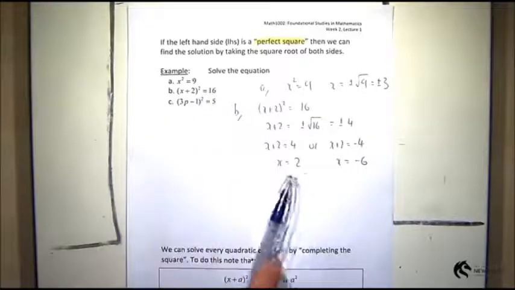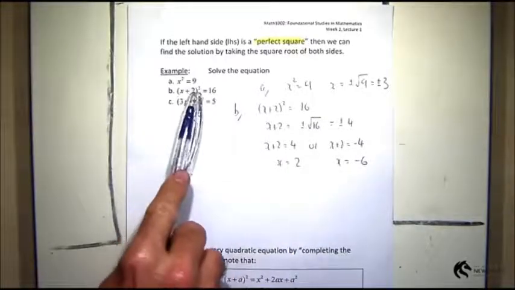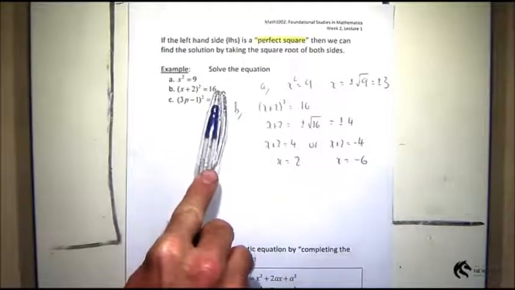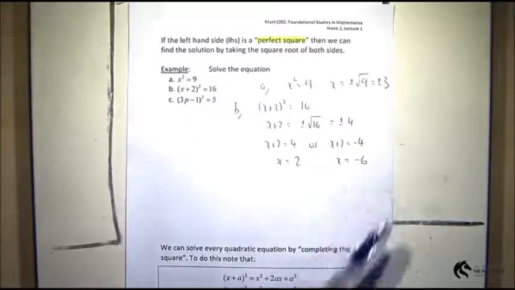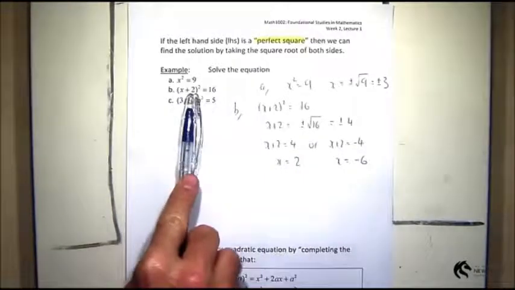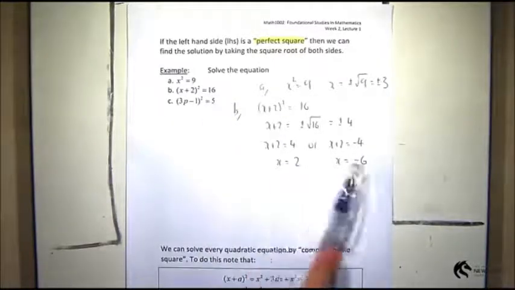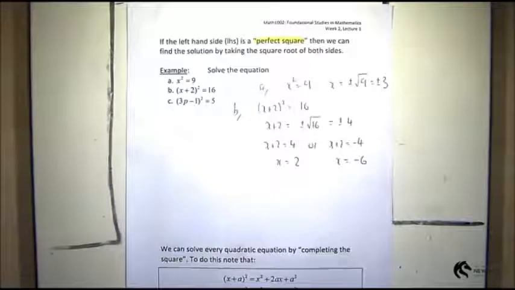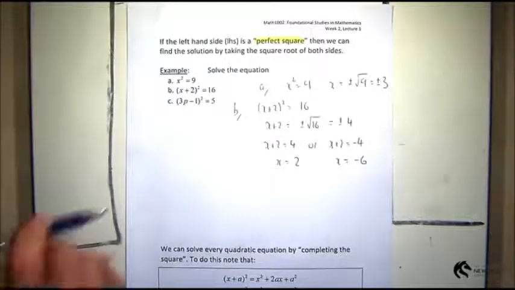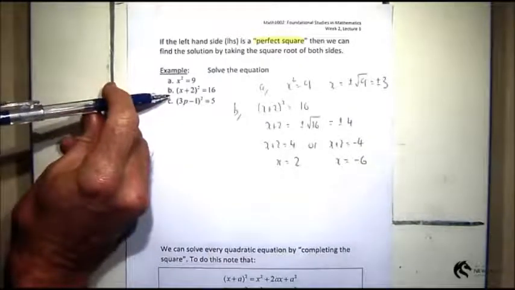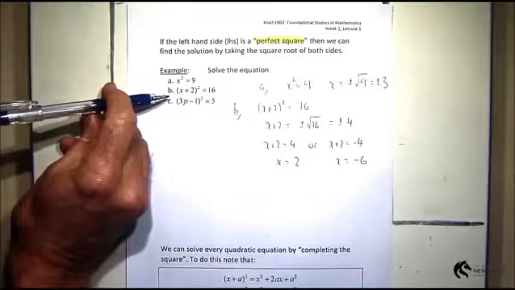Let's go back and check. If I put 2 in here, 2 plus 2 is 4, 4 squared is 16. It works. Let's put minus 6 in. Minus 6 plus 2 is minus 4. Minus 4 squared is also 16. So both of those numbers work. So if the thing is a perfect square, I find the solution by taking the square root of both sides. That's the moral of the story.